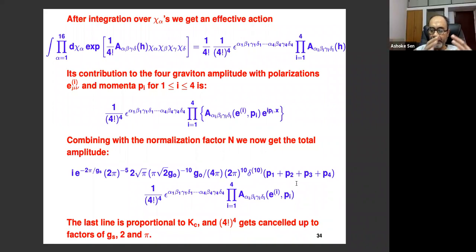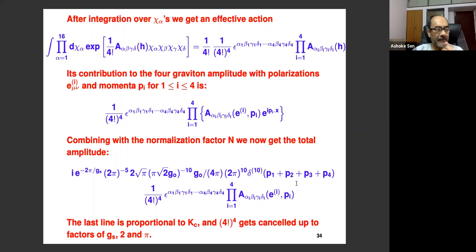Now, of this gamma mu nu, one index is contracted with a polarization tensor and the other is contracted with a momentum. The same is true for the second one, because the polarization has two indices. That's how this index contraction works, and eventually when you expand it out, you get this Kc.